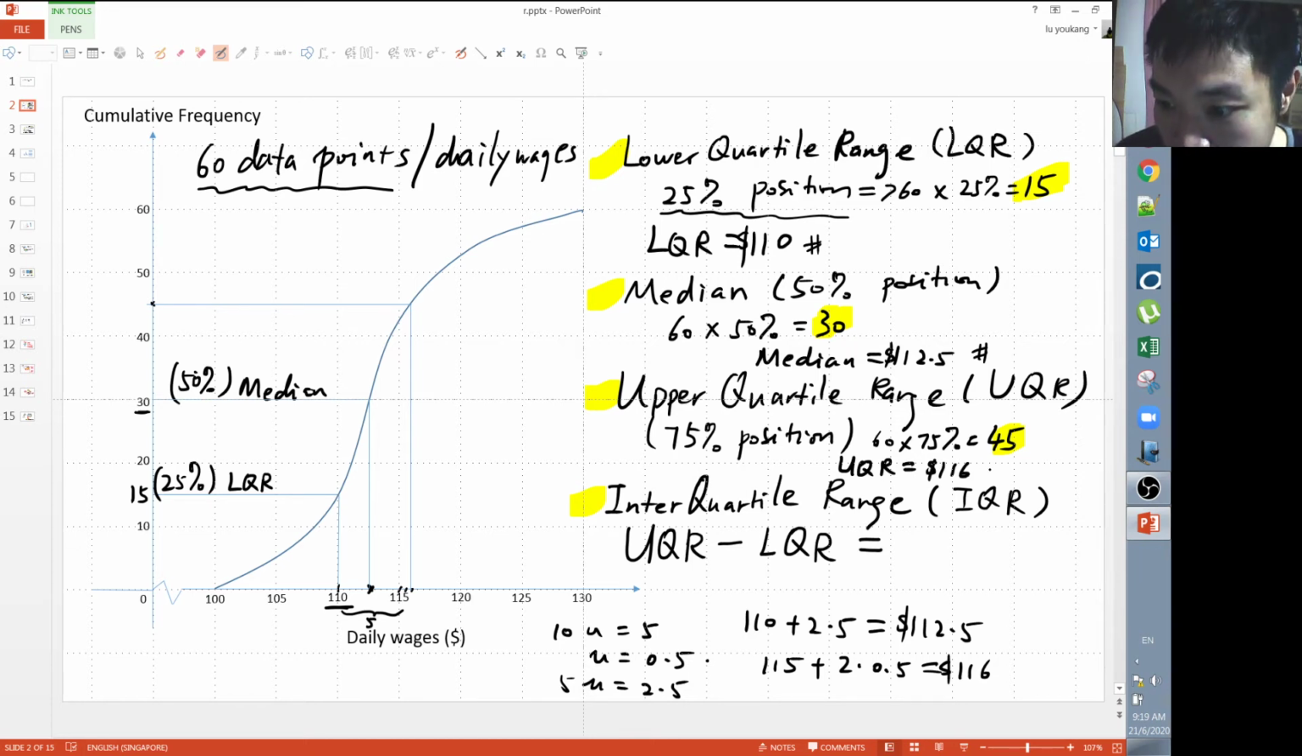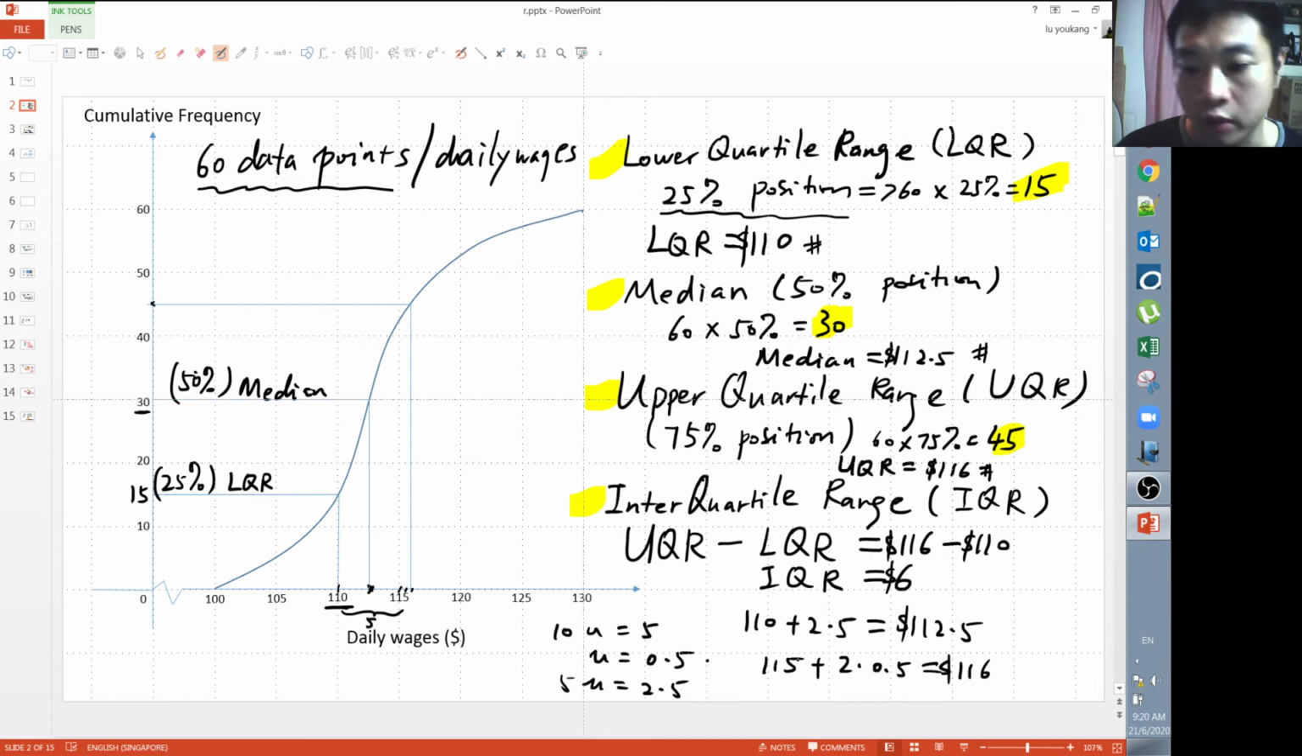Right? So now you can actually find out your interquartile range. That is given by your upper quartile range, which is 116, minus your lower quartile range, that's your 110. Alright, so the difference is $6. Okay, so that is your interquartile range. Now IQR, shorthand for interquartile range.